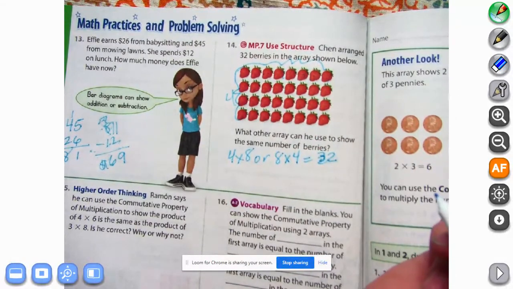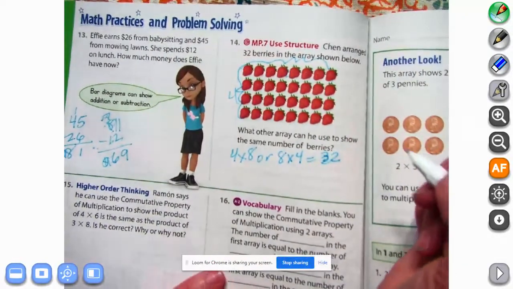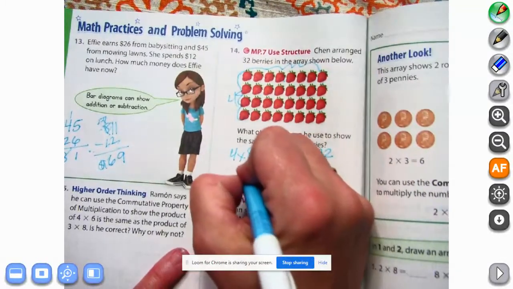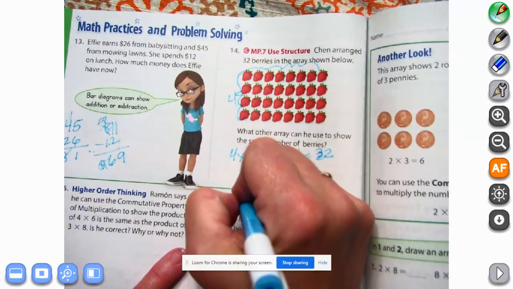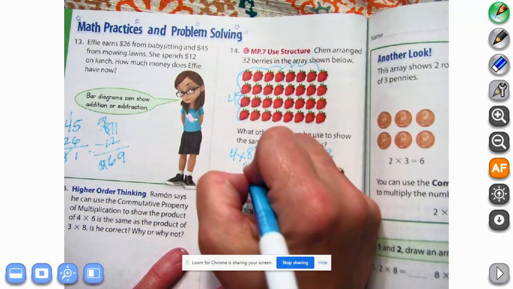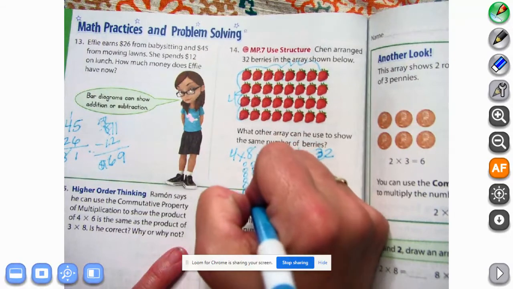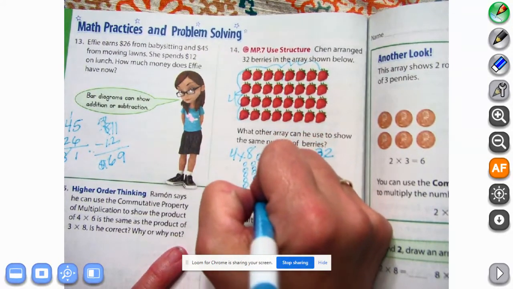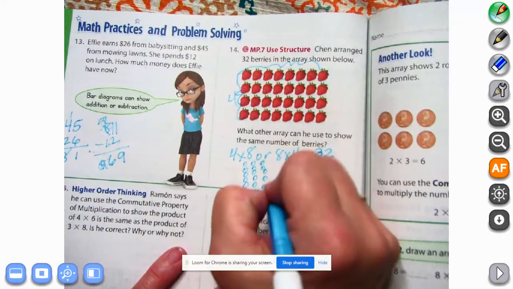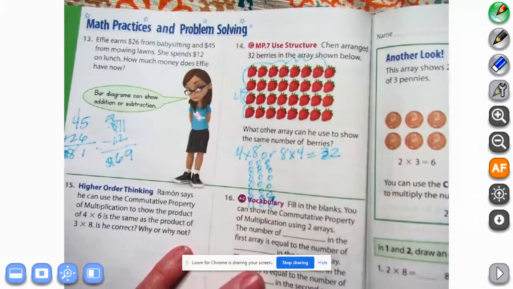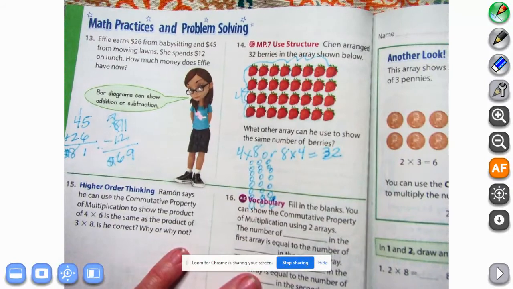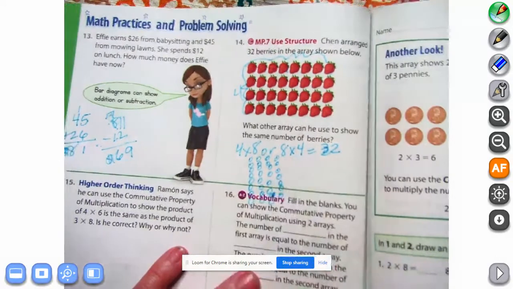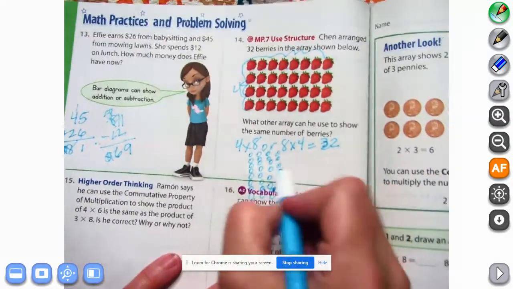Okay, what other array can he use to show the same number of berries? So instead of 4 this way, he can do 8. 1, 2, 3, 4, 5, 6, 7, 8. One more set. 1, 2, 3, 4, 5, 6, 7, and 8. So there's an 8 by 4, which goes with that one right there.